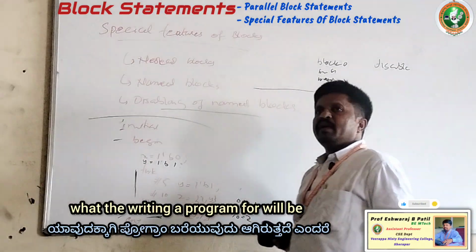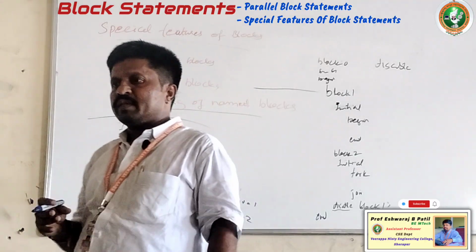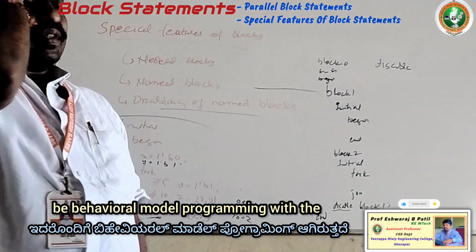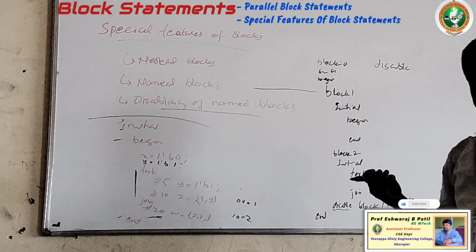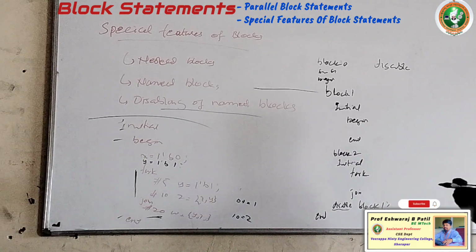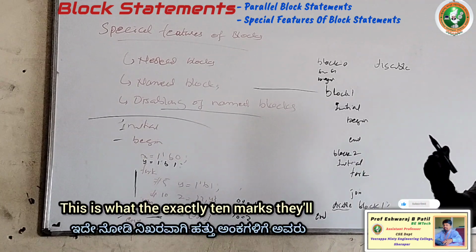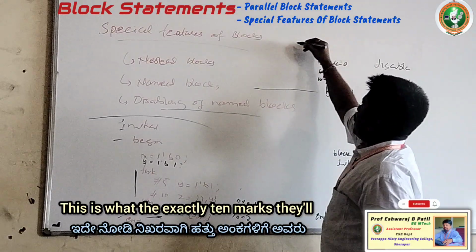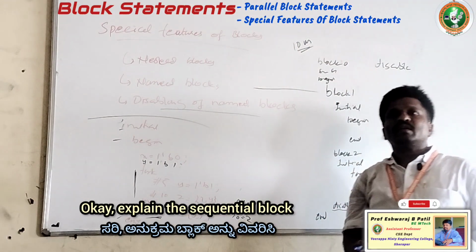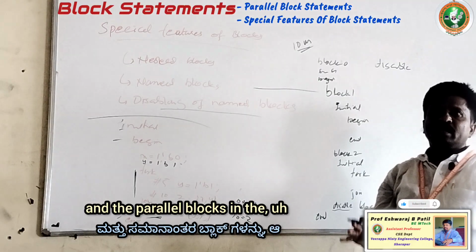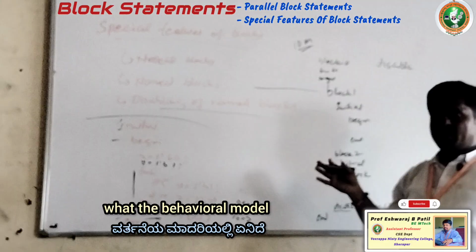Okay, these are all about writing a program for the behavioral model with these types of sequential blocks and parallel block statements. This is exactly what they will ask for 10 marks in the main examination: explain the sequential block and the parallel blocks in the behavioral model.